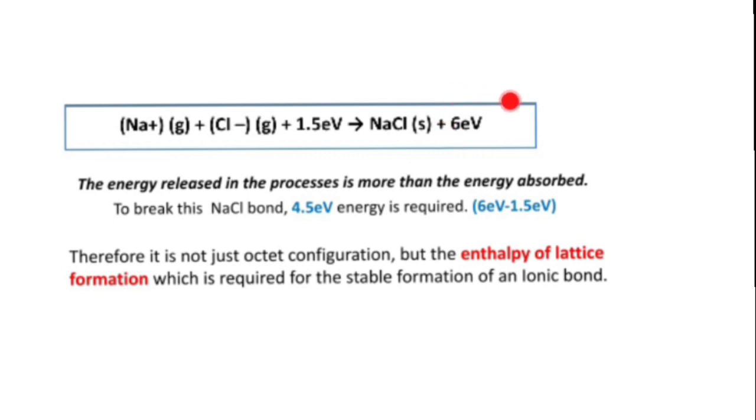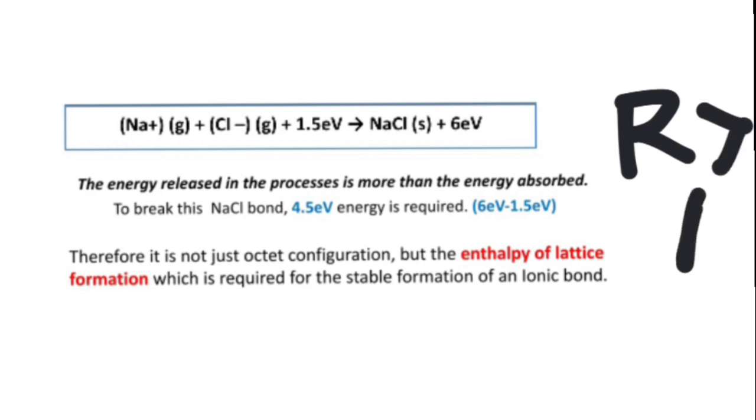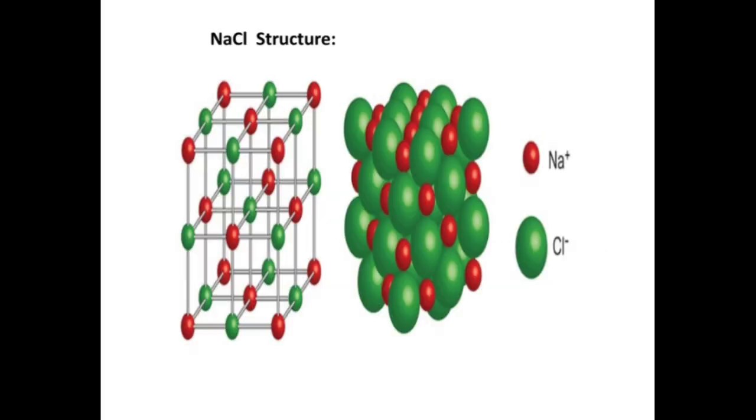Therefore, the energy released is greater than the energy absorbed. Therefore, for an ionic compound to form, it is not the octet configuration alone, but also the enthalpy of lattice formation which plays an important role. To break the bond, we need an energy of this difference, 6 minus 1.5, that is 4.5 electron volt.